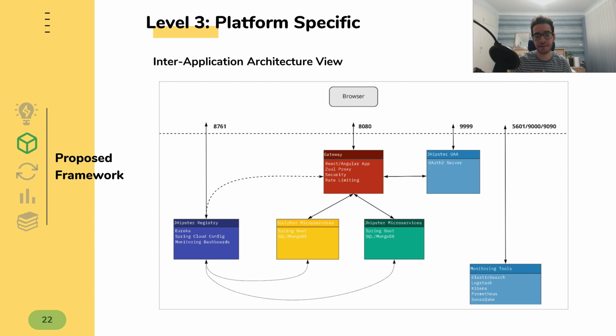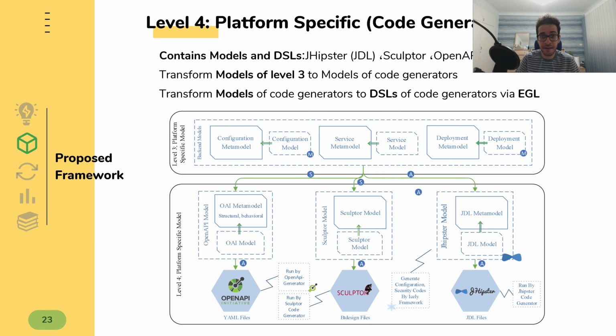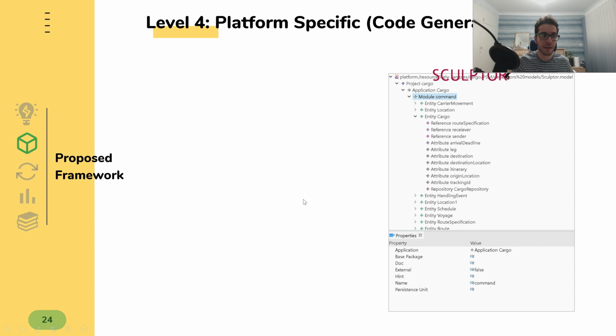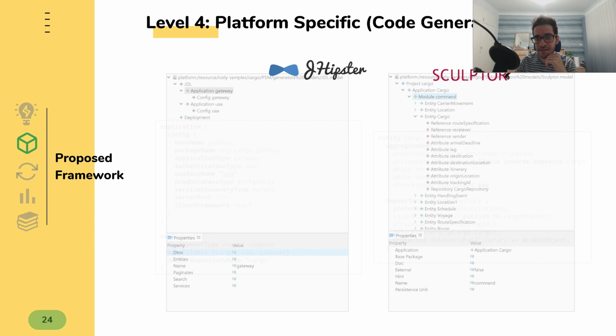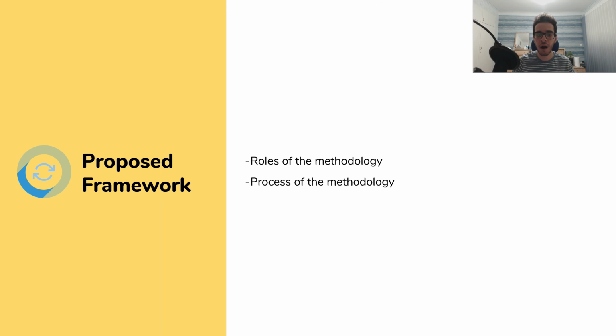the inter-application architecture view. Level 4 contains models and DSLs of code generators. The framework transforms a PIM model into models of code generators. We developed EGL rules for transforming models to DSLs. You can see the models of Sculptor and JHipster and their DSLs.